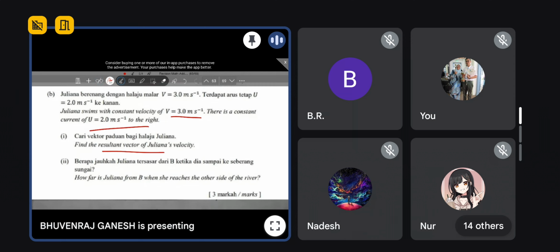This one is another situation, situasi lain pula. So guys, you can draw the same thing, U, V. So guys, where is your resultant? It's like this, correct? So R will equal U plus V. That's all. This is your answer for B1.